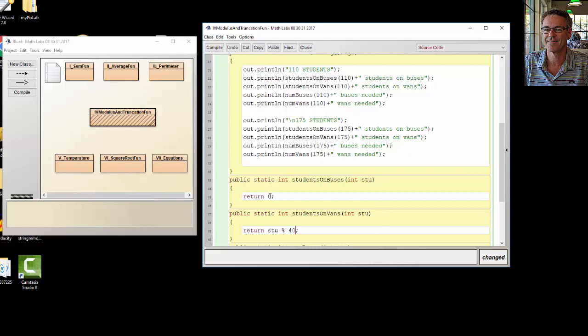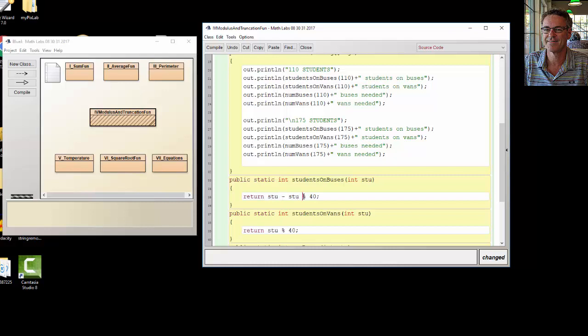So you can kind of work backwards now. Odd way to do it, I know, but it's the easiest way too. Just say all of your students minus those students on vans, so minus stu modulus 40. And you might learn something here about order of operations. Will this work? Will the minus happen before the modulus?